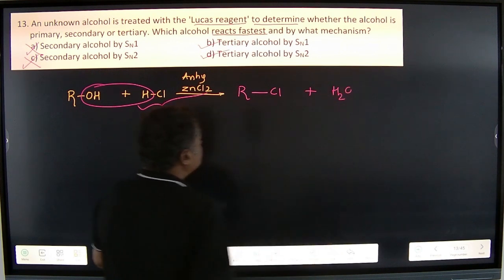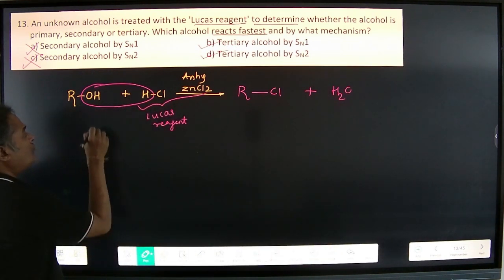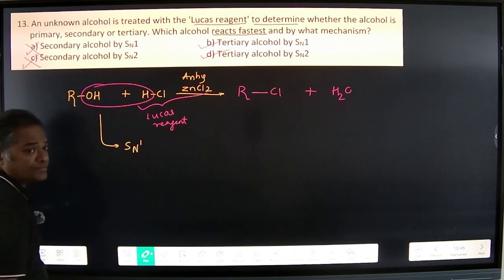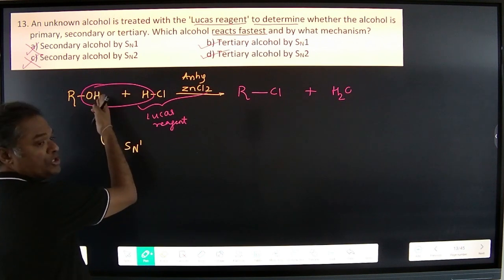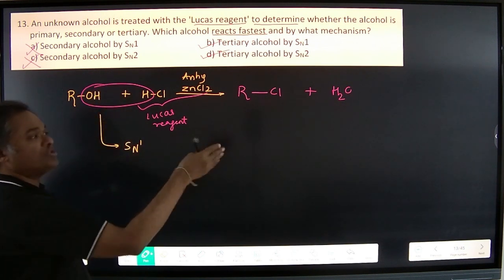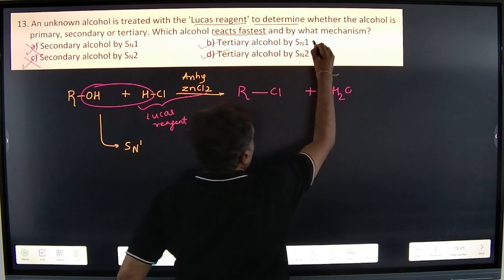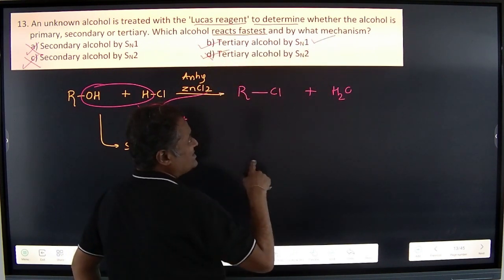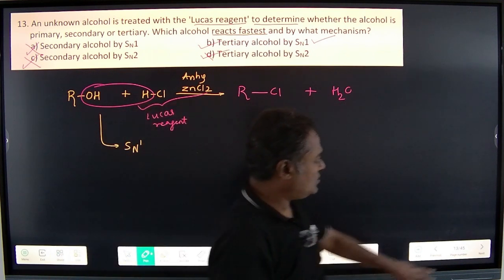Now wait. If you remember, child, this reaction follows the SN1 mechanism. Yes, again the steps will be the same. The first step will be protonation, then the water molecule will be lost, and you will get a carbocation. So, that mechanism can be SN1 and not SN2. So, your correct answer in this case is B. I hope this is clear, child. Let us proceed with the next question.